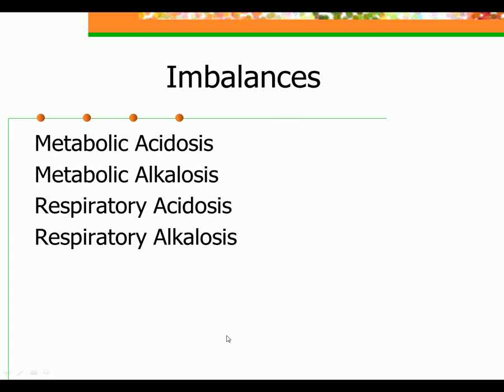So what are the four main imbalances that can occur? Metabolic acidosis, metabolic alkalosis, respiratory acidosis, and respiratory alkalosis. These are the four major imbalances, and you need to remember these. These are not diseases. These are secondary to disease processes.